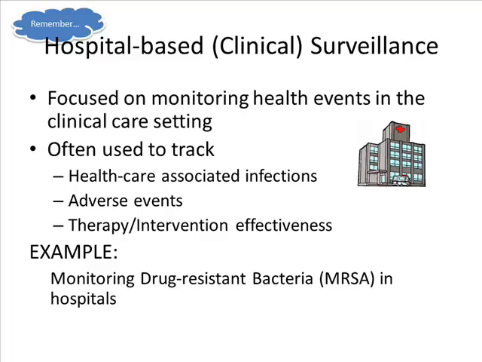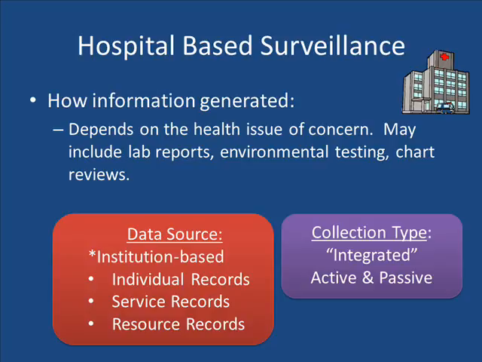Slide 48. Tips on hospital-based surveillance. It is focused on monitoring health events in the clinical care setting. It is often used to track healthcare-associated infections, adverse events, and therapy intervention effectiveness. Slide 49. Hospital-based surveillance may include lab reports, environmental testing, chart reviews, but depends on the health issue of concern. It is integrated, active and passive. Data sources are individual, service, and resource records.